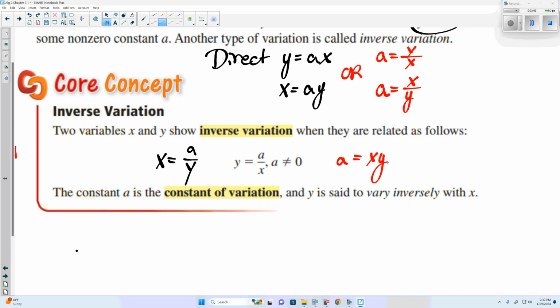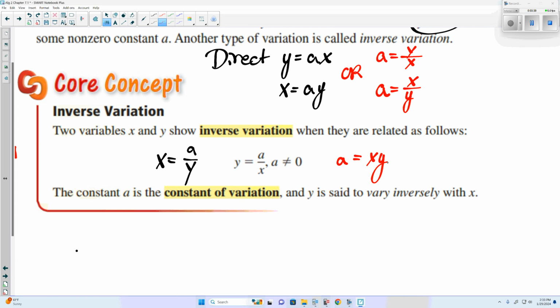And this a value, this amount of change, will always be constant through a single function. So it'll be a single number. X and y will change, but a will always be a constant term. Now, inverse variation is a little bit different than direct. Inverse means that as one of the values increases, the other is decreasing. Or as one decreases, the other increases. Questions on this here?